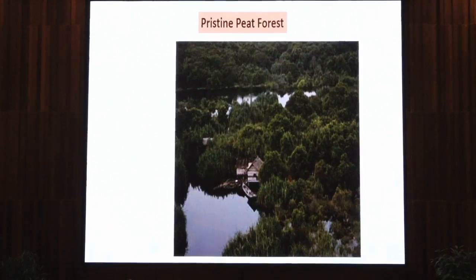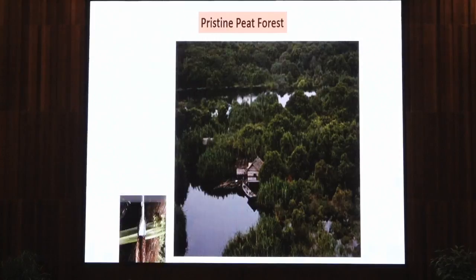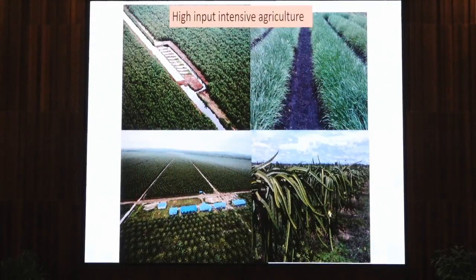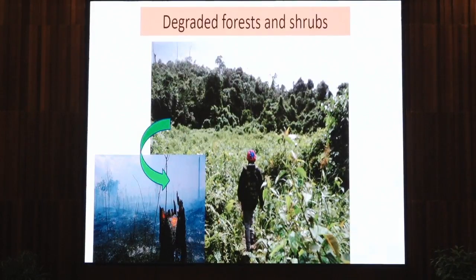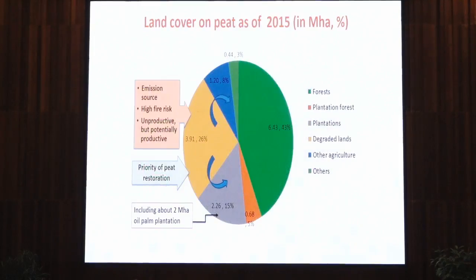So for land cover, we have forest land, but lots of area has been used for intensive agriculture, as well as traditional low-input agriculture. And it is not always the case that traditional agriculture systems have a higher water table. An example of a high water table is sago plantation, but for maize, an annual grain crop, it's also a deep water table. A large area is under peat shrub. The estimate for 2015 is about 3.9 million hectares under shrub, and perhaps this is a good first target for peatland restoration.